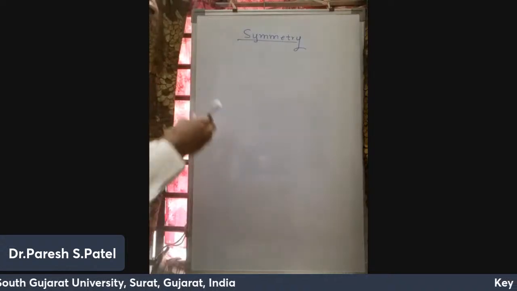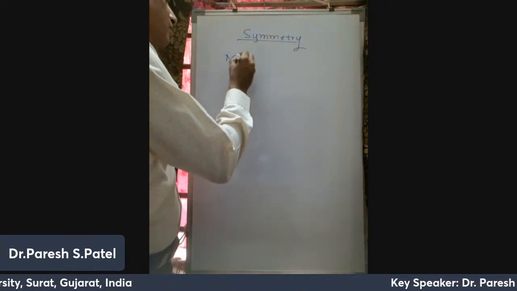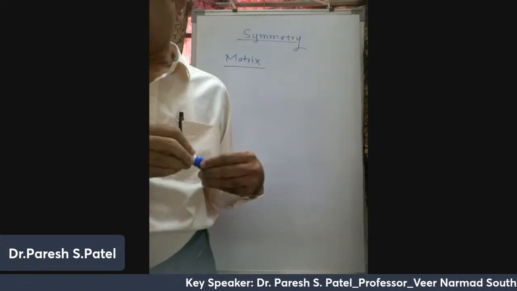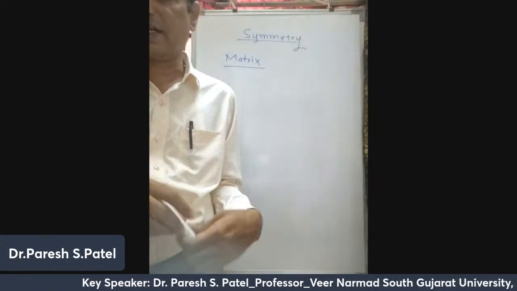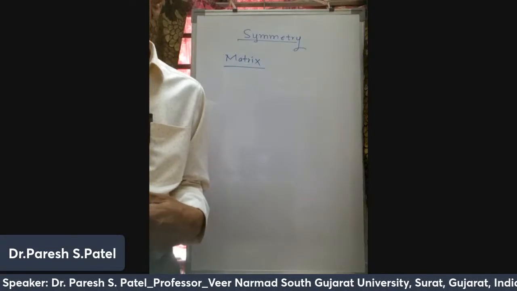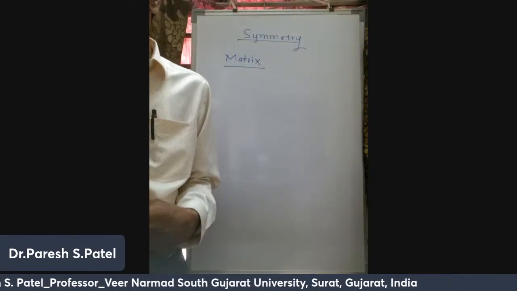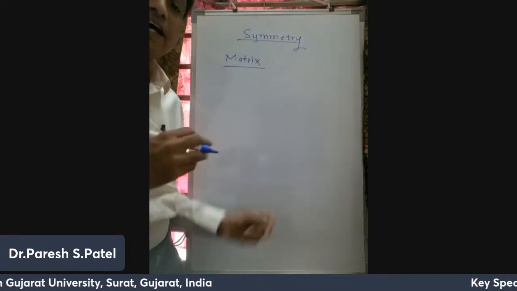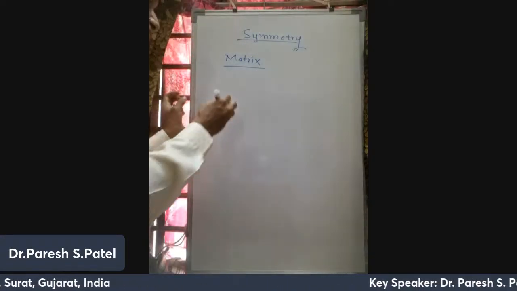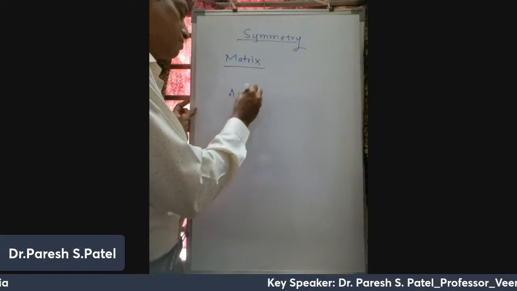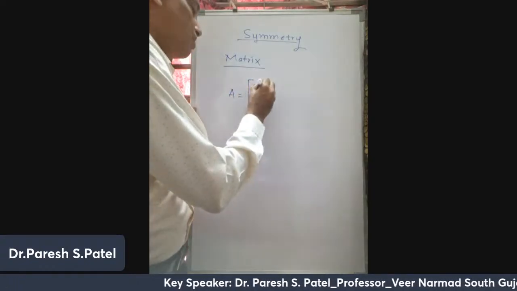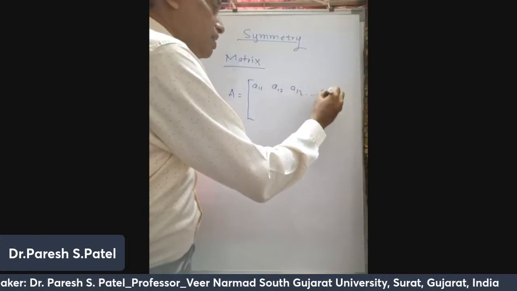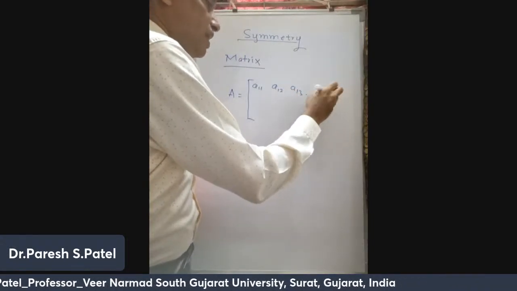Generally, a matrix can be represented as a combination of numbers arranged in a rectangular array and combined with another matrix in a definite way. So a matrix can be represented by numbers of rows and numbers of columns. As for example, matrix A can be represented as A11, A12, A13, and so on, up to A1N.